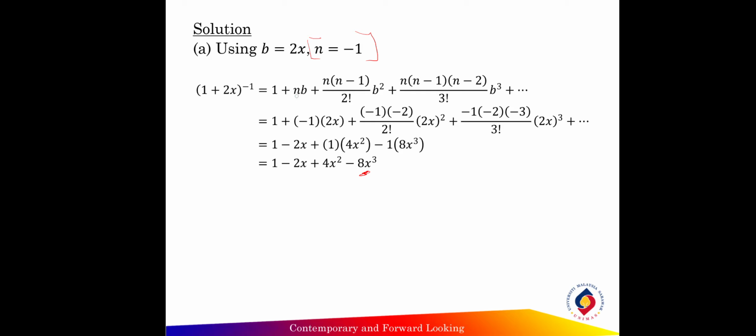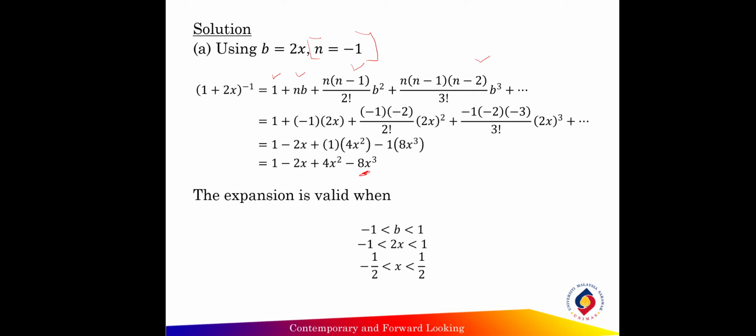We use what we have learned just now. The first term is a, the second term is n times b. The third term will be n times n minus 1 over 2 factorial b squared. The next term will be n, n minus 1, n minus 2 over 3 factorial b cubed. After you expand, the question also wants you to find the interval where this expansion will be valid. You need to remember that your b must be from negative 1 to 1.